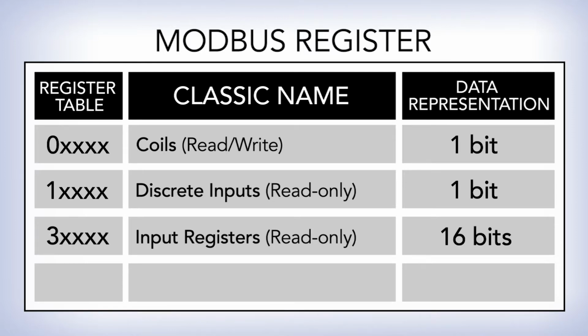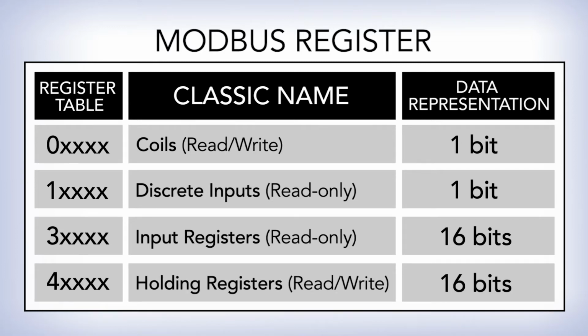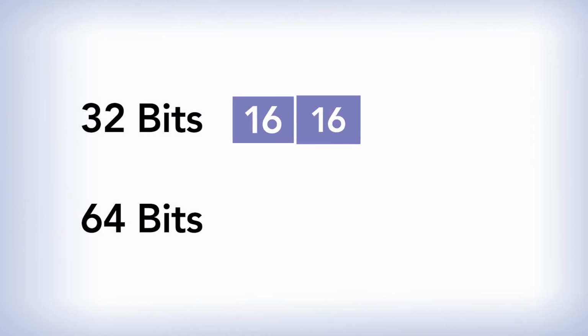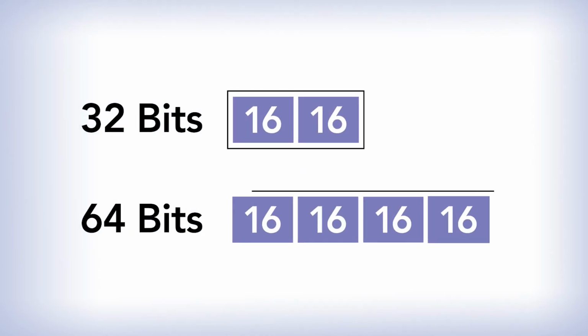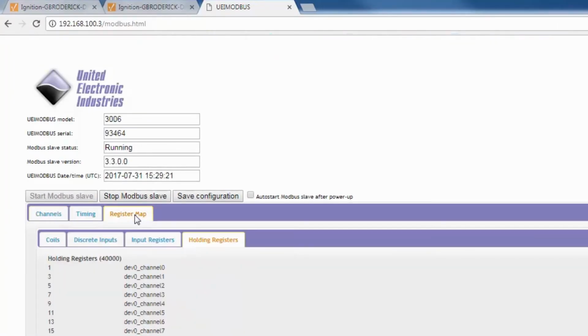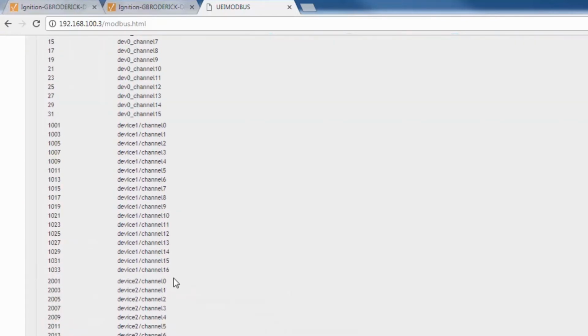Input registers, which are 16-bit wide registers for analog inputs. And holding registers, which are 16-bit wide registers used for analog inputs or analog outputs. 32 and 64-bit values are represented by combining several 16-bit registers. For simplicity, Modbus registers are printed in the web interface here.